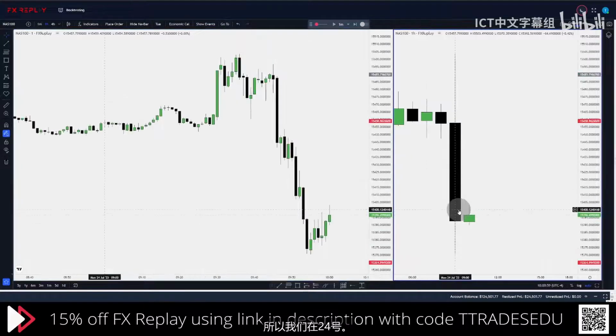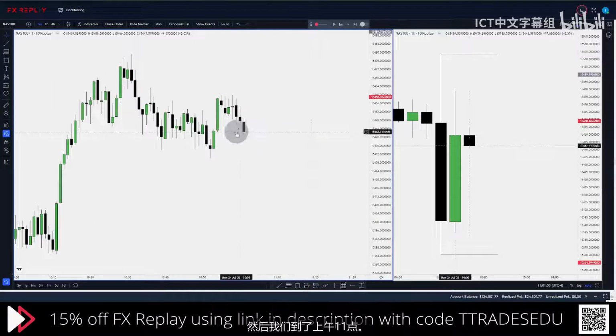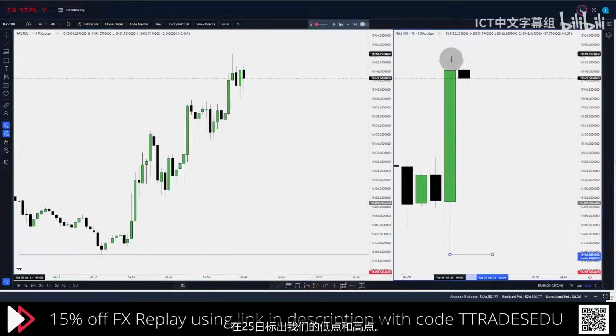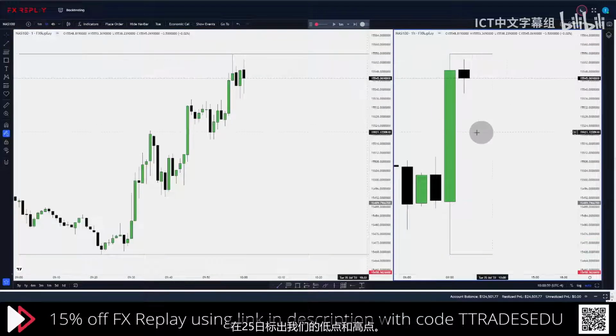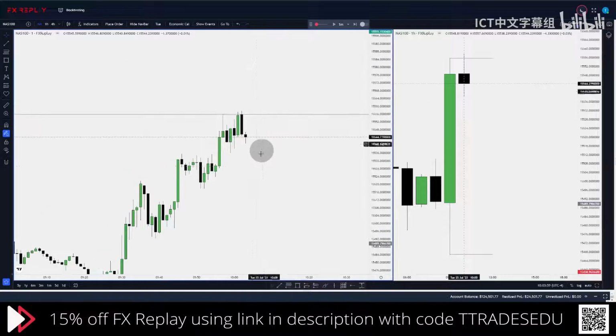So here we are on the 24th. See what happens here. And there we hit our 11 a.m. with no entry. Let's go to the next day. Mark out our low and our high here on the 25th. Here we get a sweep.